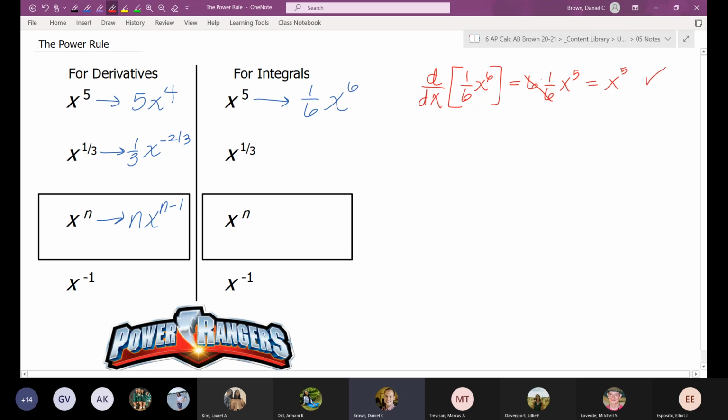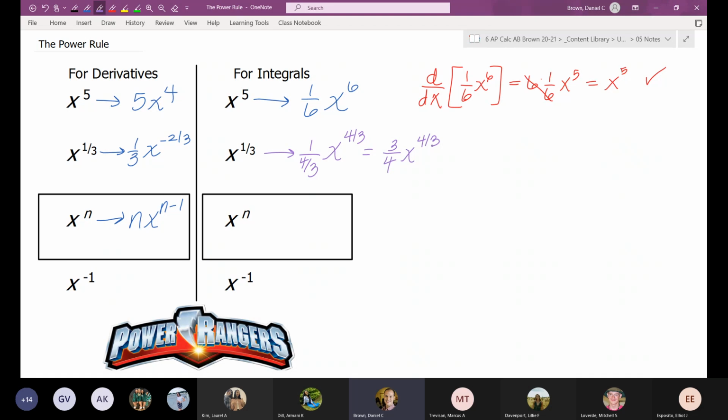It works the same way when you're doing fractions. So I'm going to add 1 to the exponent. 1/3 plus 1 is 4/3. 1 over that new exponent. And I would get used to this, because that's a really ugly way to write it: 1 over a fraction just means rewrite it as the reciprocal. So we would have 3/4 x to the 4/3. An easy way to check your answer is to take the derivative of that, and it will give you what you started with.